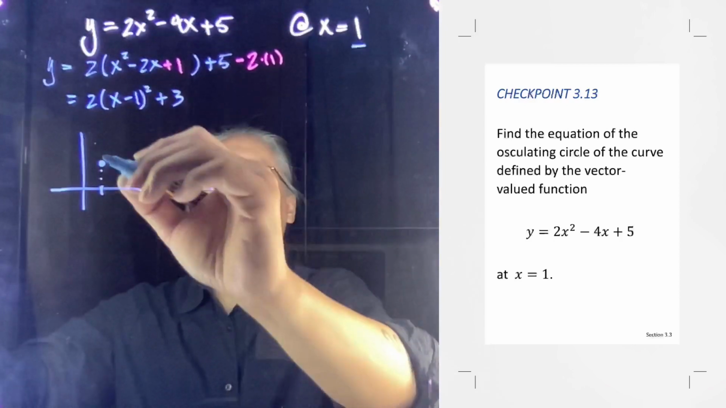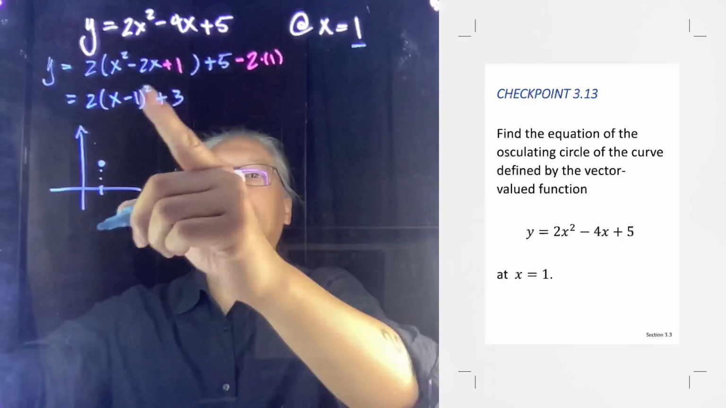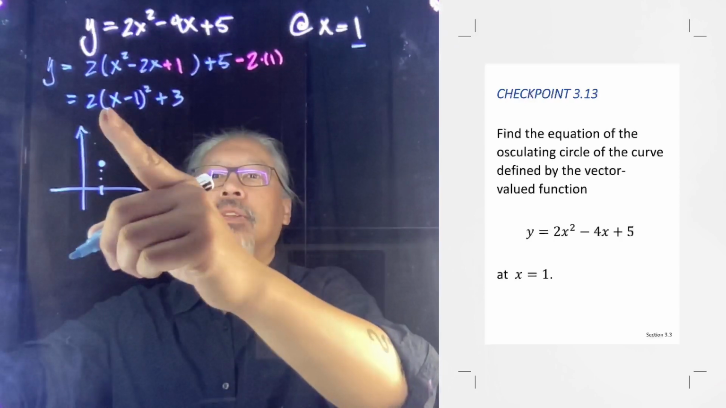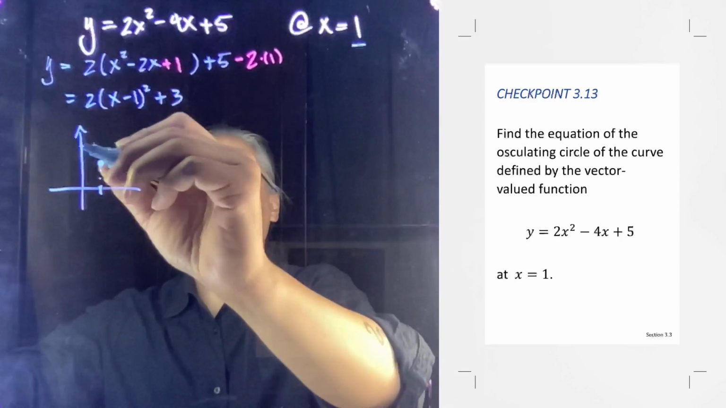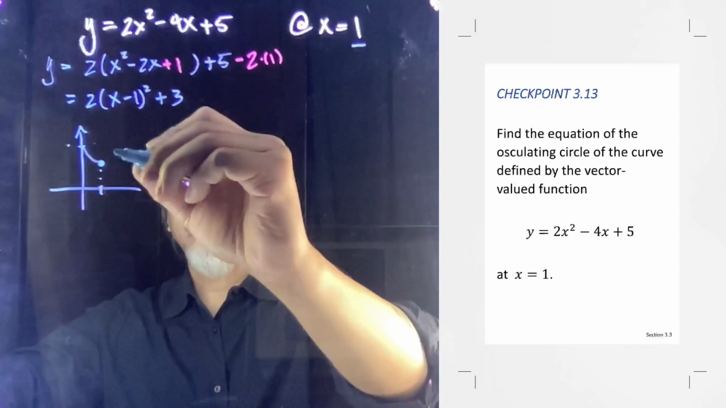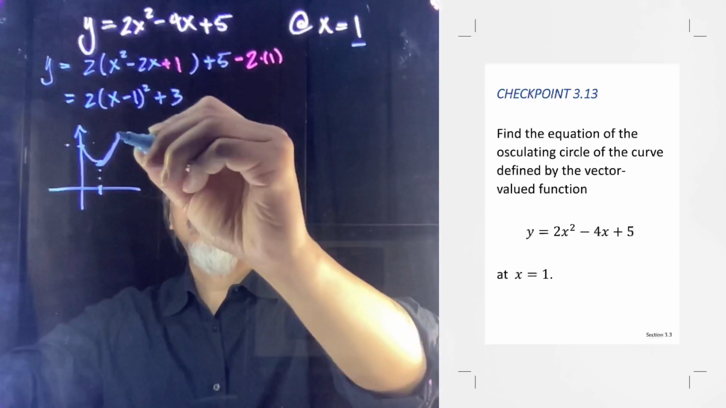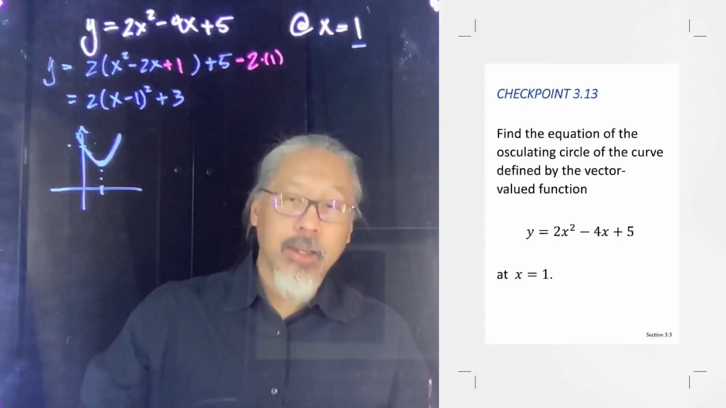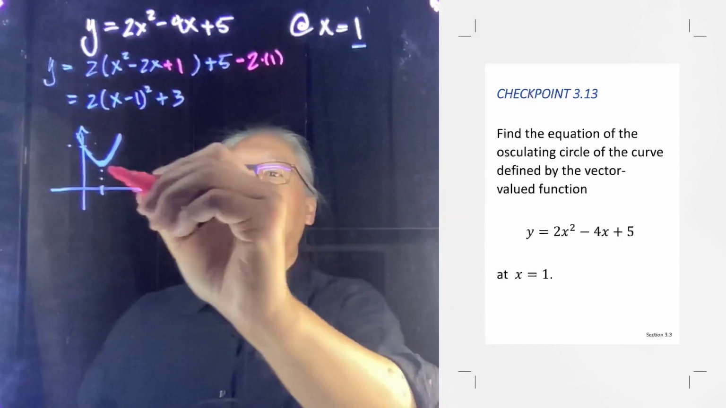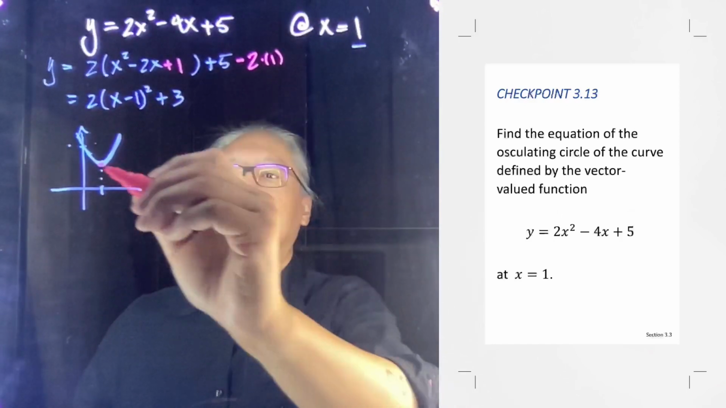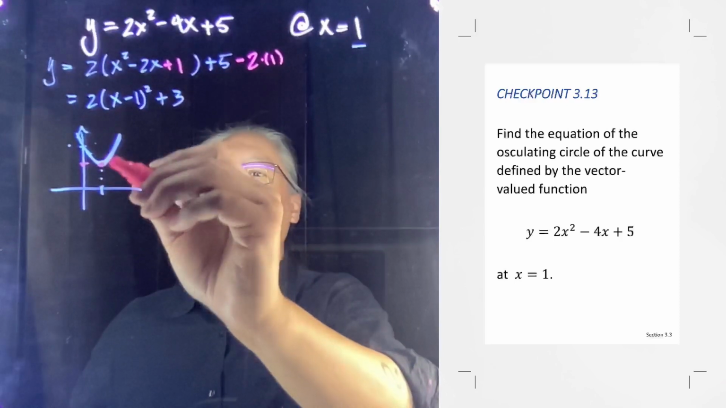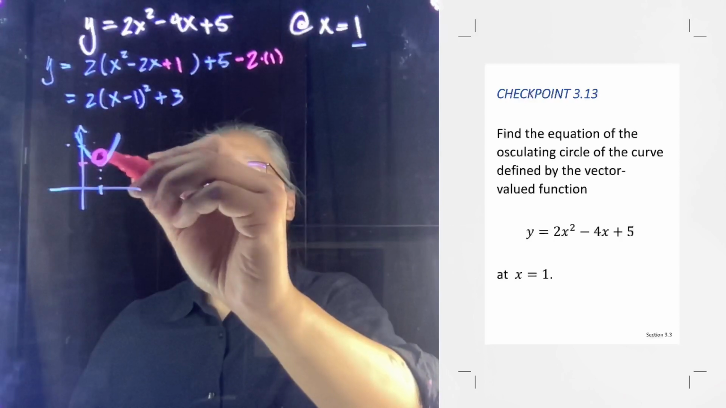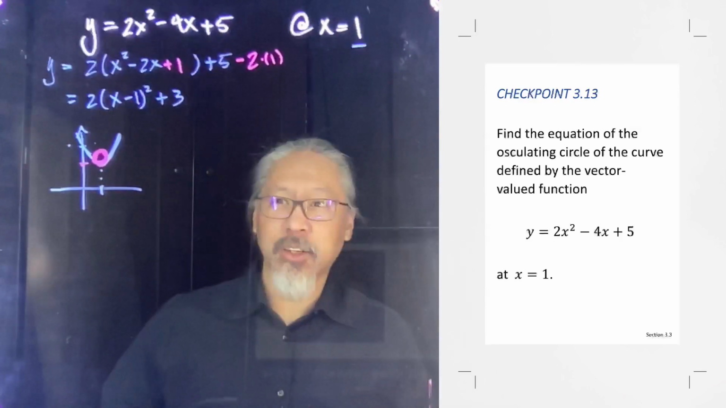We can even find the y-intercept by setting x is equal to 0. So when x is equal to 0, this is 2 times 0 plus 3, which is 5. So we're going to hit the axis at 5. So your parabola will look something like that. And at x is equal to 1, you can see that the y value is equal to 3, and we're going to draw a circle here that's going to be just tangent to that. So that looks like it's going to be a fairly small circle.